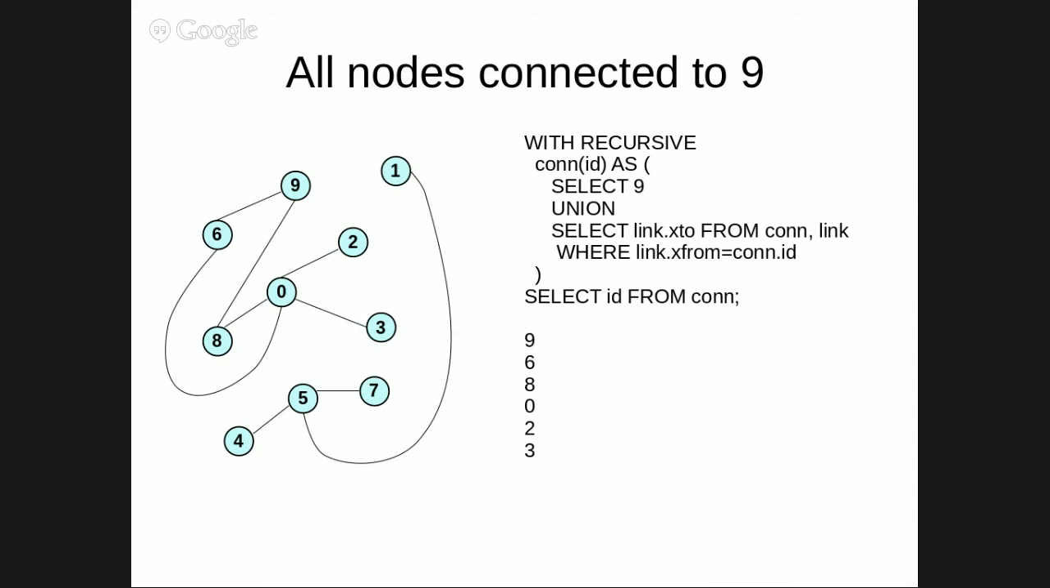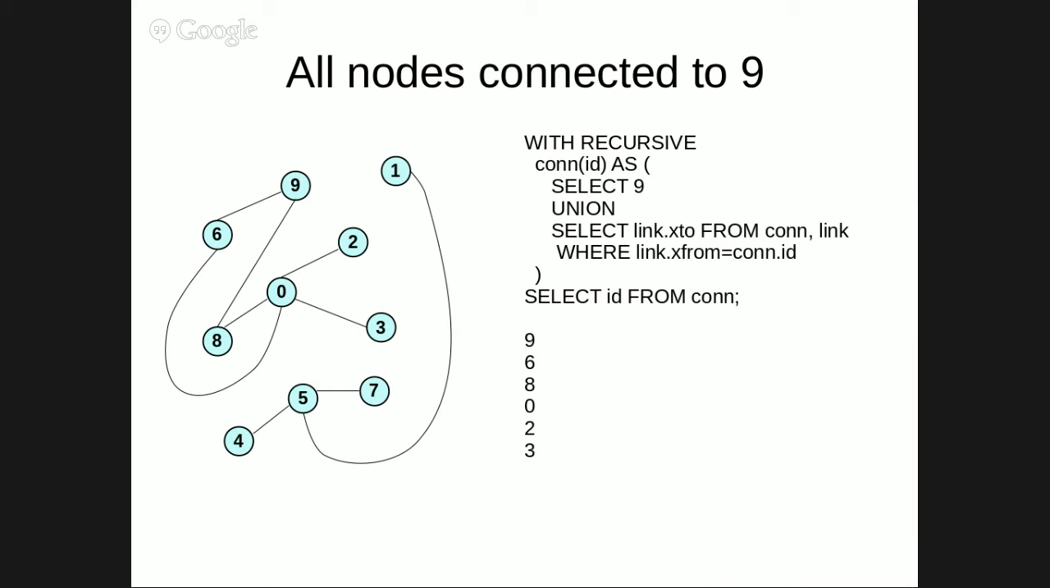And then we say select to from the connection, join to the link, where from is in the connection. So we're just adding new nodes in as we traverse the graph. And also we've done union here, because we don't want to get going in loops. If I'd done union all, it would start looping and making multiple entries of the same thing. We don't want that to happen, so I did union there.